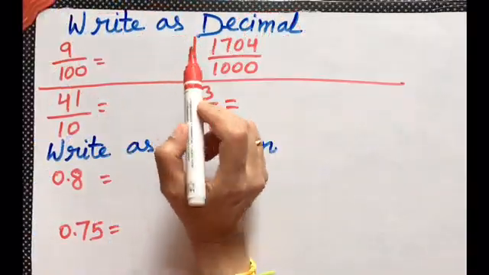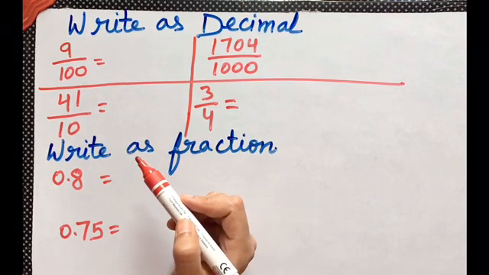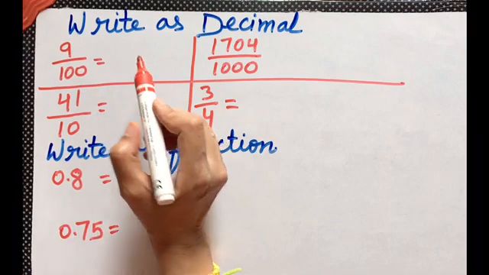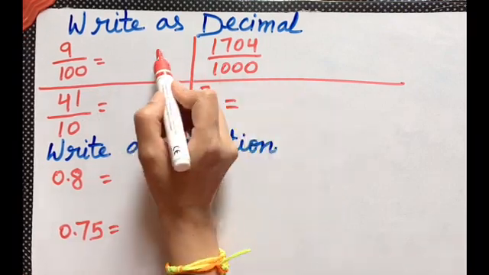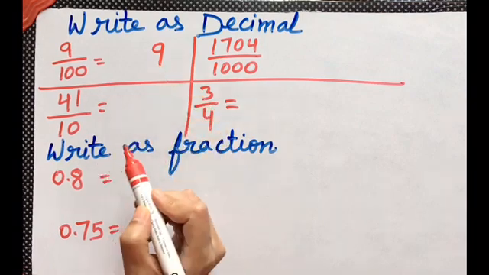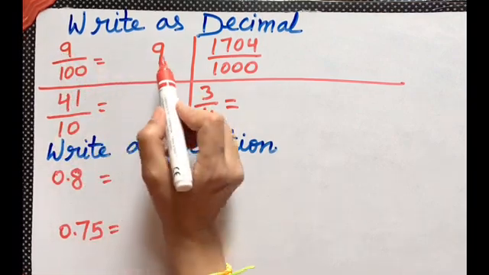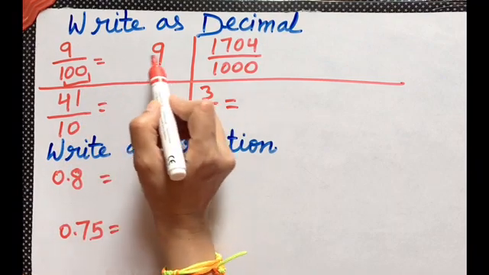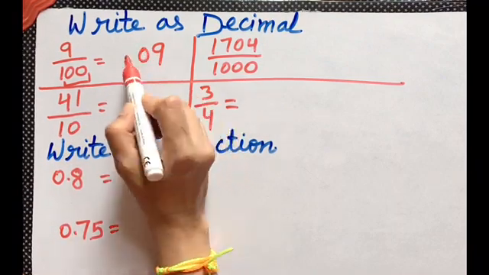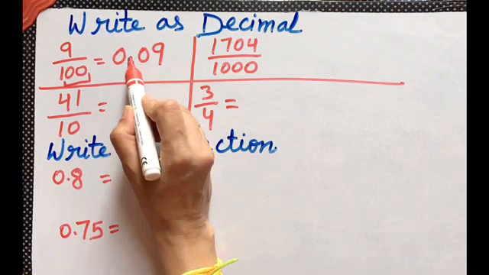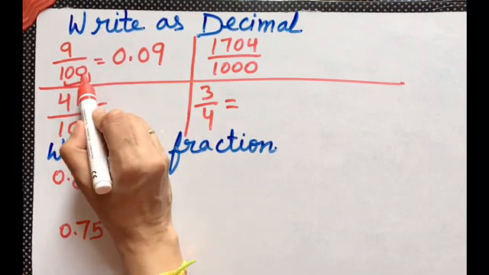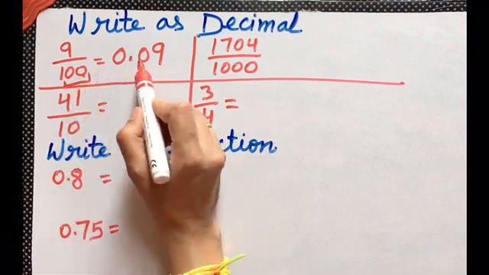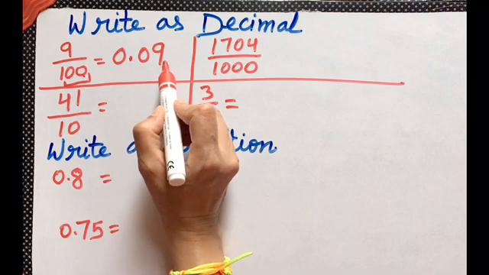Now if you want to write any fraction as a decimal, how are you going to write it? Like 9 upon 100. This is a fraction. If you want to write it in decimal, first write the digit which is there in the numerator. So it is 9. Now count the number of zeros, 2. So we will have to put a 0 on this side and then the decimal. The number of zeros decides where we are going to put the decimal. So 2 zeros, the decimal will be after 2 digits.